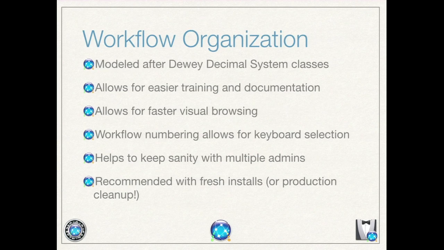Okay, so first we're going to start with workflow organization. One of the things that we do is model our workflows off of something like the Dewey Decimal System. It allows us easier training and documentation because it gives us a number for workflow items. It also allows for faster browsing because as things sort by category, we're able to find the things we need quicker. It also works for keyboard selection, which makes things even quicker if you don't like the mouse. And it helps keep our sanity with multiple bins.